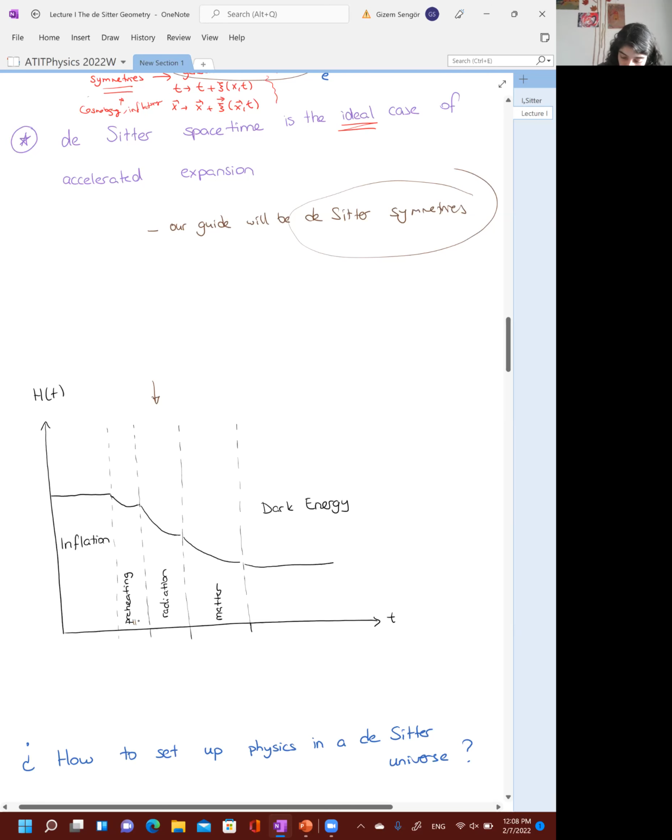I put a question mark because there are not any direct observations about this epoch. But then we move on to radiation. This is all light elements, light things at relativistic speeds. Then we move on to matter. This is where galaxies dominate, let's say. And in this matter, there's also dark matter.